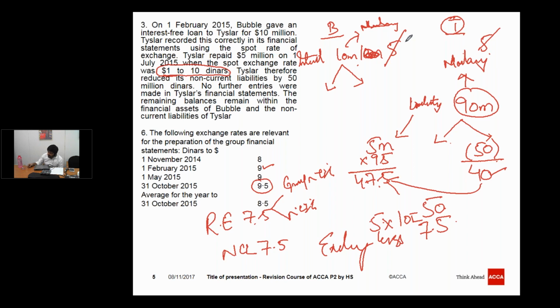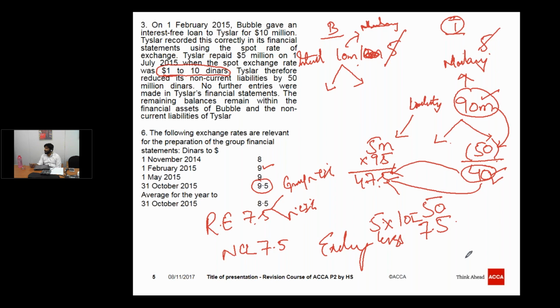Where does the 40 come from? Actually, out of 90 million, we have paid 50 million because of the exchange rate movements. So we have recorded the liability at 90, and we have paid 50 already. The remaining difference will be recorded in the liability section. And when we restate this liability, it will become 47.5. So there is a difference of 7.5, which should also be recognized and recorded.